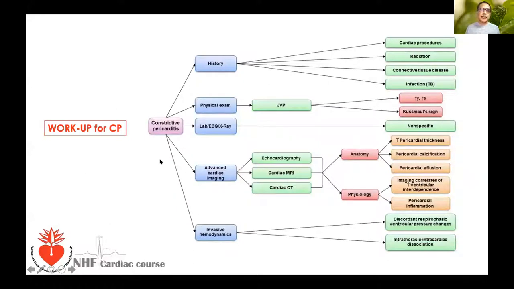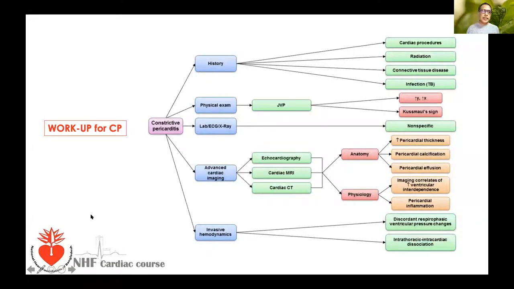So this is the summarized constrictive pericarditis: history, physical examination, lab test, advanced imaging, and hemodynamics. In history, we can get history of cardiac procedures like surgery, radiation, history of pulmonary disease, history of infection like TB. In physical examination, JVP shows Y descent, X descent, and Kussmaul sign. Lab, ECG, X-ray are usually non-specific. Advanced imaging, echocardiography, MRI, and CT show anatomy like thickness, calcification and effusion, and physiology like ventricular interdependence and pericardial inflammation. And hemodynamics again shows the intrathoracic intracardiac dissociation and ventricular discordance.